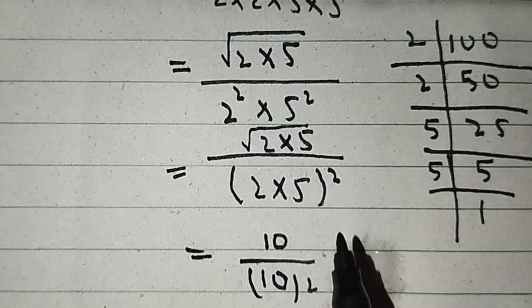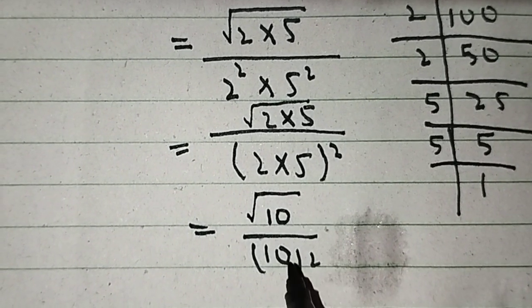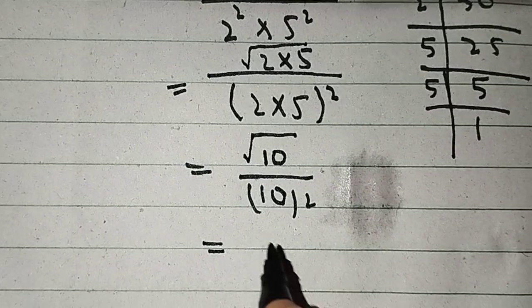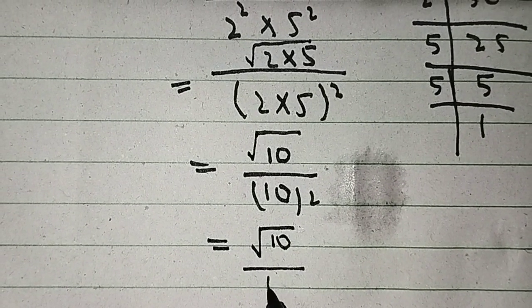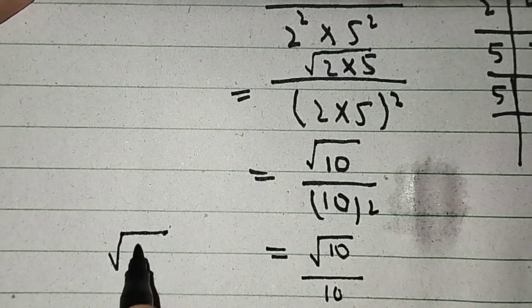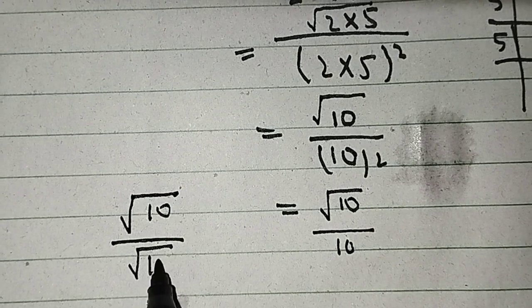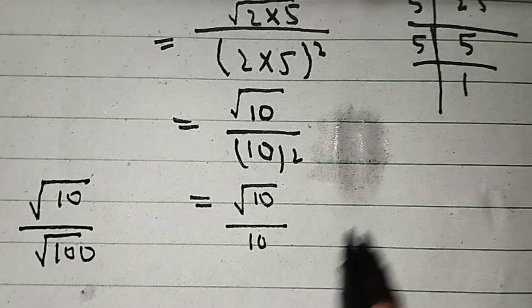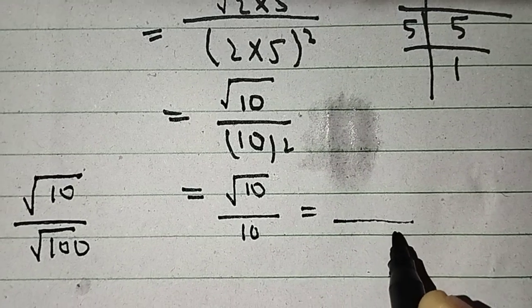by radical 100, and after we write radical 10 is same and radical 100 answer is 10, so we write this answer radical 10 by 10. So this answer is given by radical 10 divided by radical 100. So radical 10 is same and radical 100 answer is 10. We solve it and get the answer in decimal.